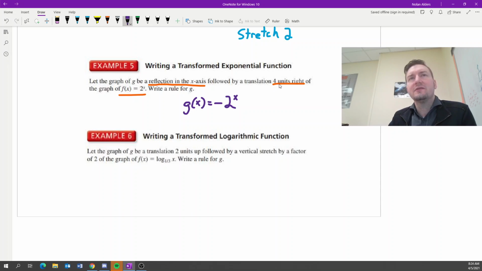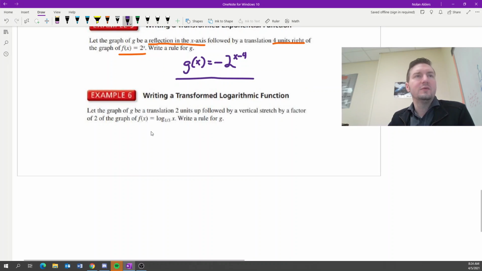And then also, next we're going to be moving it 4 to the right. 4 to the right, we can put that inside the exponent. So this will be x minus 4 inside that exponent. Okay, if it was down 4, we would write it like this. Minus 4 on the end. But since it's to the right 4, we have to put it inside that exponent right next to the x. Inside the exponent. Okay, so there you go. There's your transformed function. All right, let's do one more.